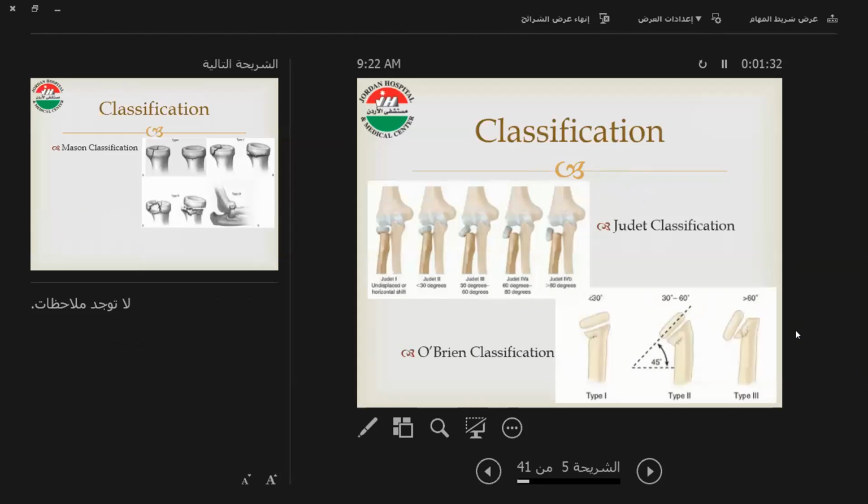The classification systems currently in use for radial neck fractures in the pediatric age group mainly emphasize the angulation of the fracture, such as the Judet classification or the O'Brien classification, with a cut point of 30 degrees to be acceptable in such fractures. Sometimes in very young pediatric patients, you can accept up to 45 degrees.